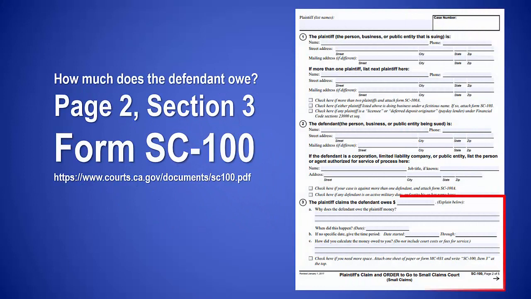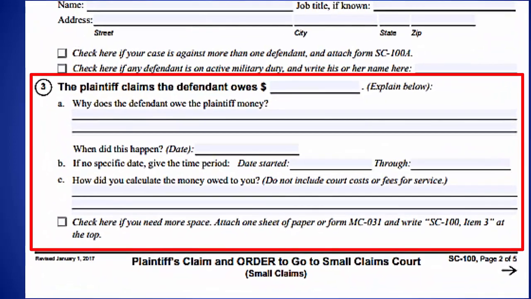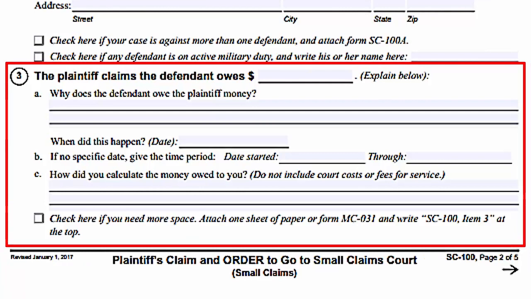Page 2, Section 3. How much the defendant owes. Total up how much the defendant owes and write it on the line in Section 3. The judge can award you less than what you asked for, but not more, so include everything you think you are owed. In Section A, explain why the defendant owes you money. If you need more room, you can attach a sheet of paper or use Form MC-031. In Section B, write the date when the events happened or a date range if needed.